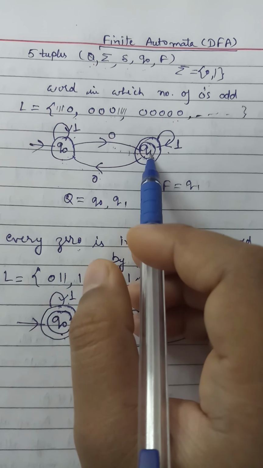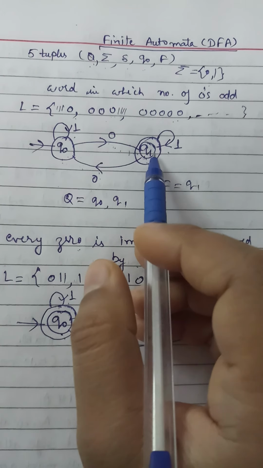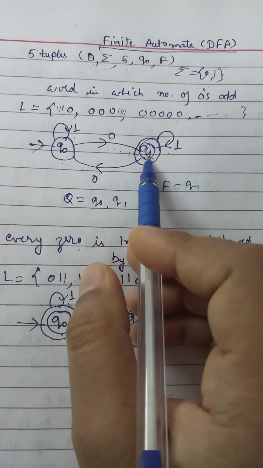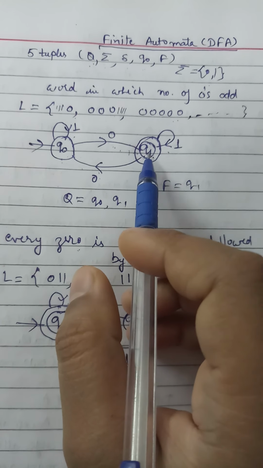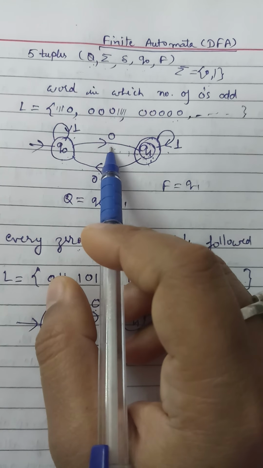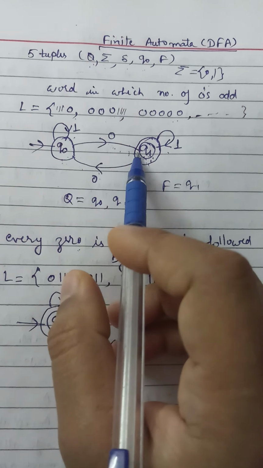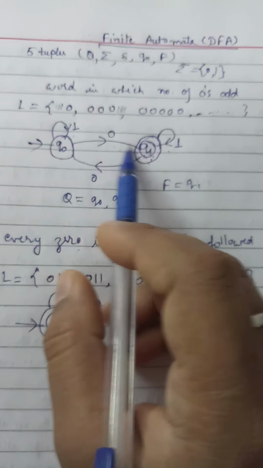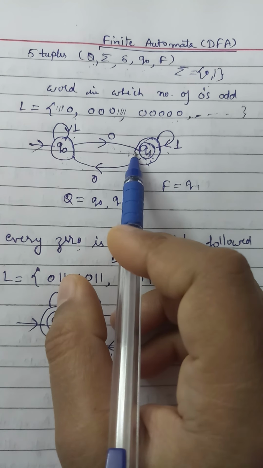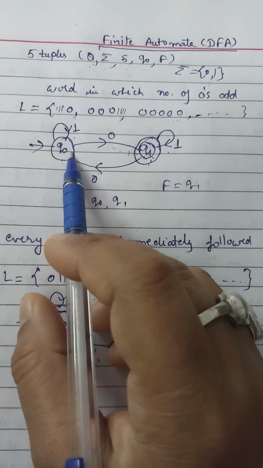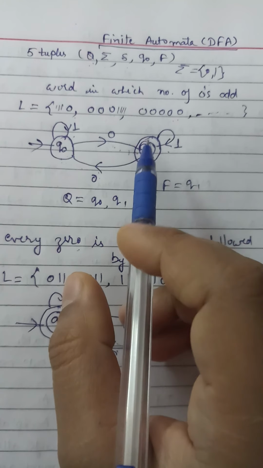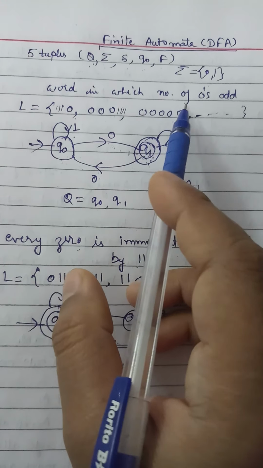Here we draw a double circle on Q1, because we make Q1 the final state. That's why every time we need to end the transition at Q1. If we move from Q0 to Q1 one time, then we get one 0, and if we move 2 times, then we get 3 zeros, and if we move 3 times, we get 5 zeros. So whenever we move from Q0 to Q1, either 1 time, 2 times, 3 times or 4 times, we will always get an odd number of zeros, because we need to control the odd number of zeros.